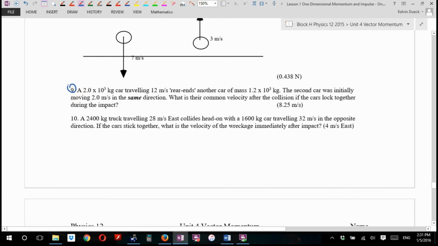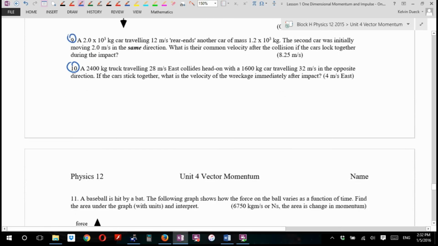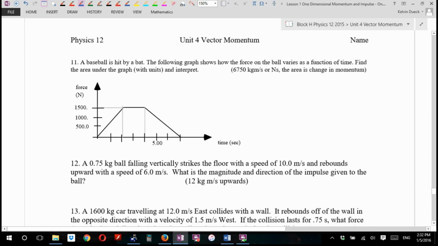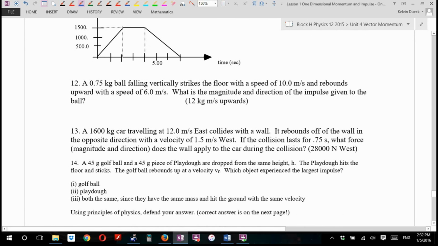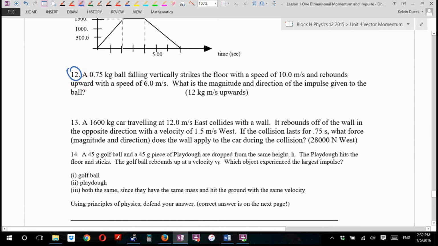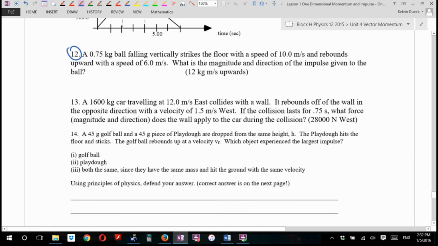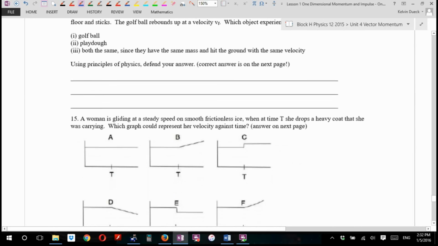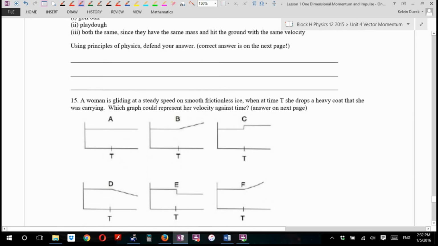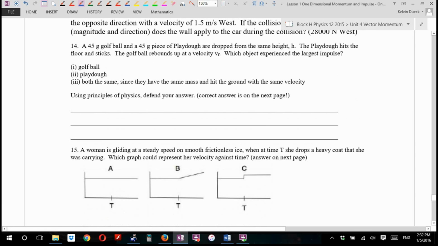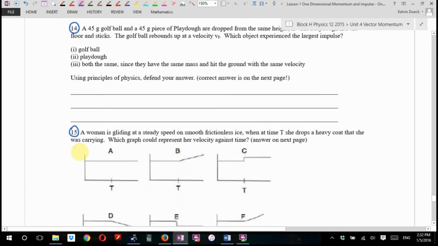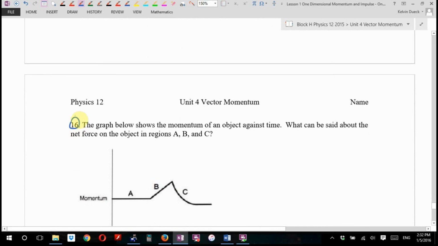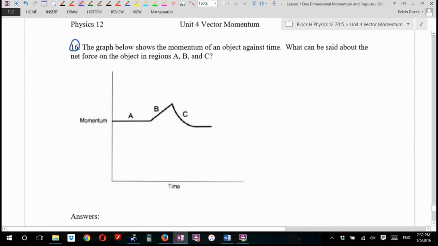Nine is good, collision. 10 is good, collision. Skip 11. 12 is good, collision. Okay, it says 14 or not. Yeah, that's what I think too. 14, 15, and 16. And those answers to 14, 15, and 16 I put on the next page there.